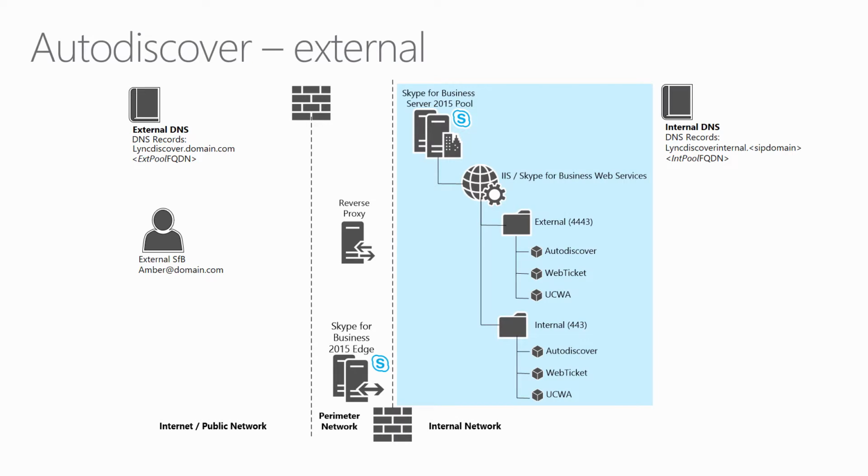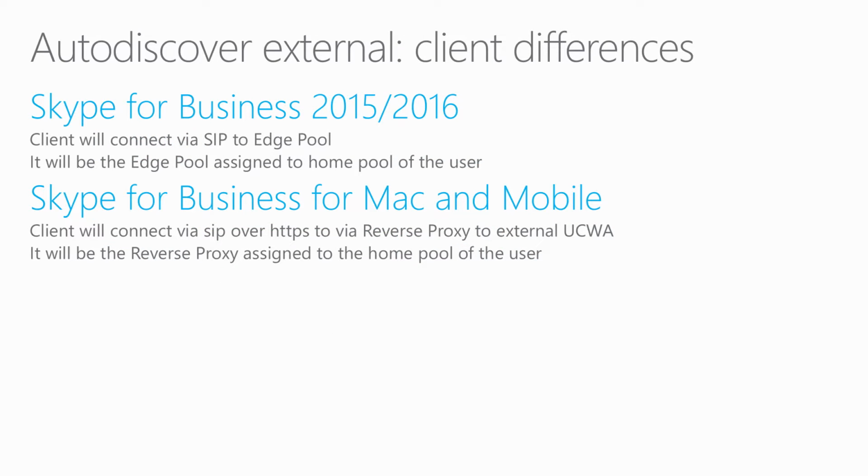For external users, very similar case. So now we have Amber here in the internet. She will query DNS for Lyncdiscover. That will point her to the reverse proxy, and that will proxy all the traffic to the Autodiscover service. So what does it mean for external clients? For Lync 2013, Skype for Business 2015, and Skype for Business 2016 clients, it means they will, after they have done the whole Autodiscover process, connect directly via SIP to the edge pool.